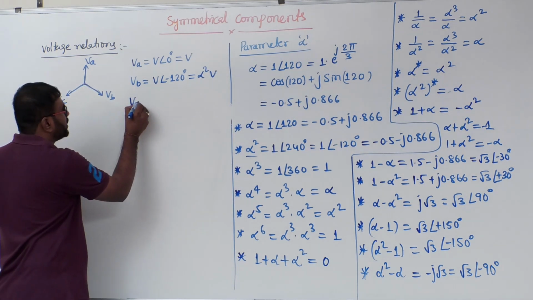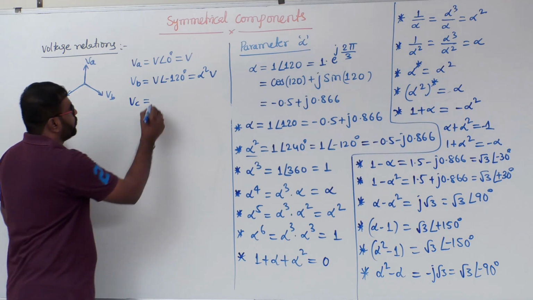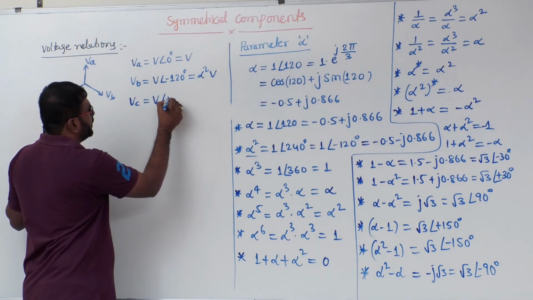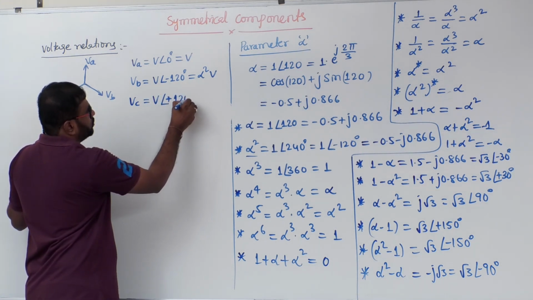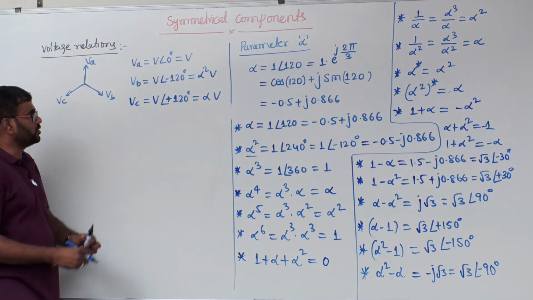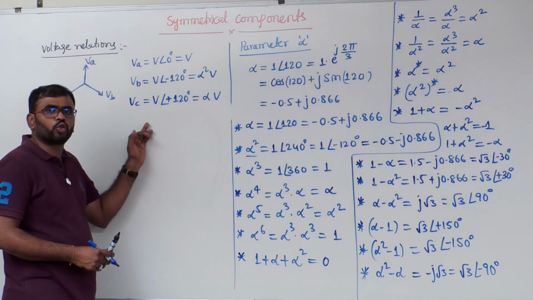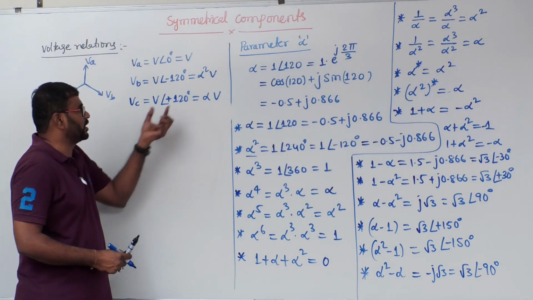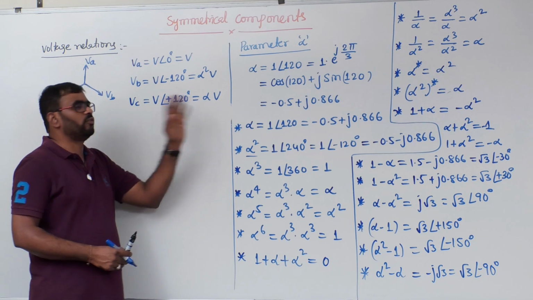Now what is VC? V at an angle plus 120 degrees. So we can write alpha times V, because we can write V into 1 at an angle plus 120, and 1 at an angle plus 120 is simply alpha. So alpha times V.